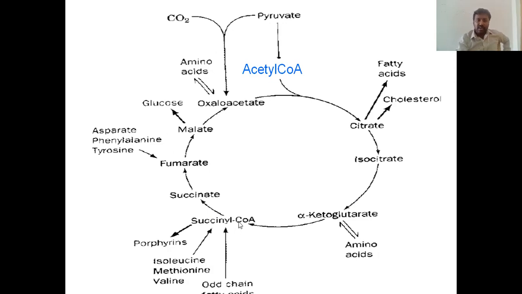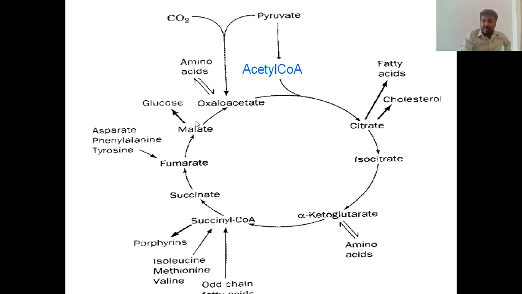Next, succinyl coenzyme A. It is useful in the formation of isoleucine, methionine, and valine amino acids. Succinyl coenzyme A is also useful in some fatty acid synthesis. Then succinate, then fumarate. Fumarate, in the presence of some enzymes, forms the amino acids aspartate, phenylalanine, and tyrosine. So these are all amino acids.